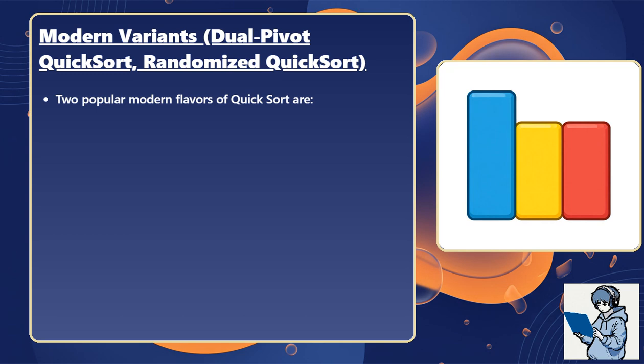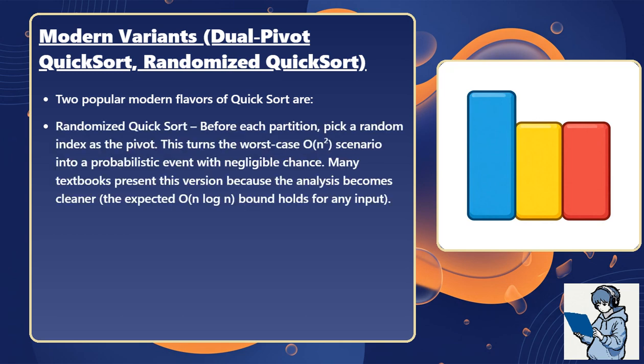Two popular modern flavors of quicksort are randomized quicksort: before each partition, pick a random index as the pivot. This turns the worst-case O(n²) scenario into a probabilistic event with negligible chance. Many textbooks present this version because the analysis becomes cleaner. The expected O(n log n) bound holds for any input.